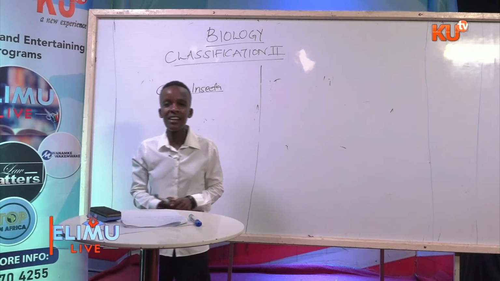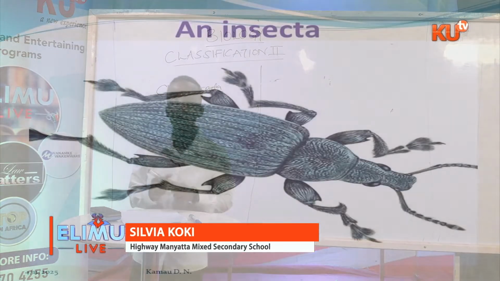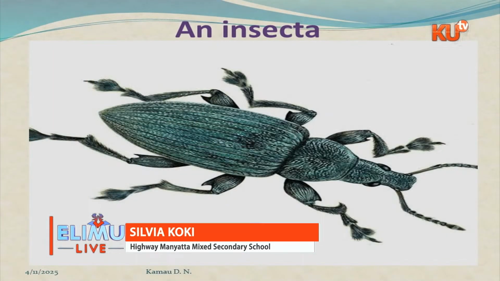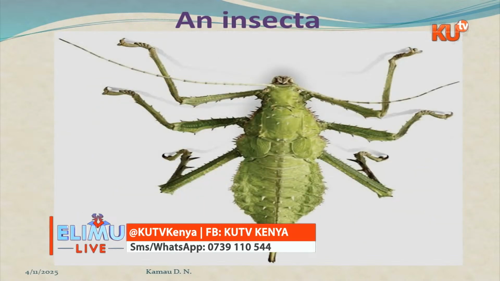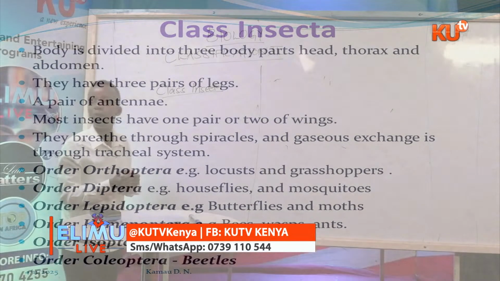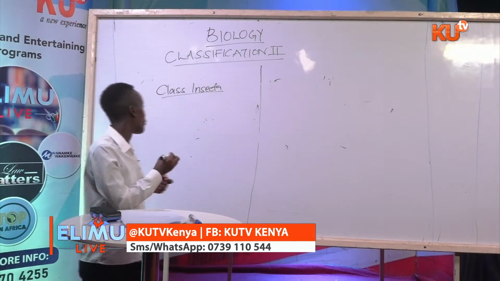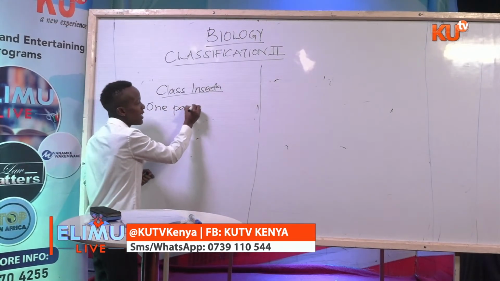The characteristics are as follows. They have 3 body parts. That is the head, the thorax, and the abdomen. What we used to sing along in primary: head, thorax, and abdomen. They have 1 pair of antennae, only one pair of antennae.